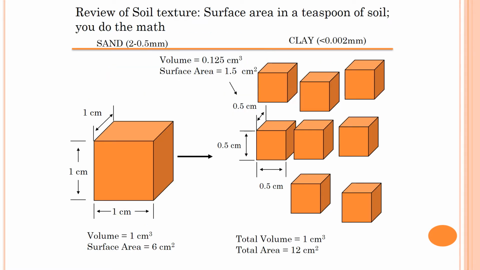So let's quickly review soil texture, the surface area in a teaspoon of soil, and doing the math. Now remember, the smaller the particle size, the more surface area we have to interact with things in the soil, like water or soil nutrients or plant roots. So sand, even though it has a larger particle size, will have a smaller surface area, whereas clay, which has a smaller particle size, will have more surface area. Remember, there is an inverse relationship between particle diameter or particle size and its surface area.